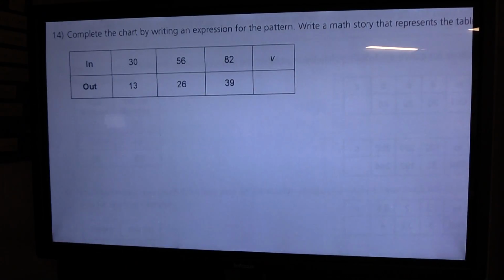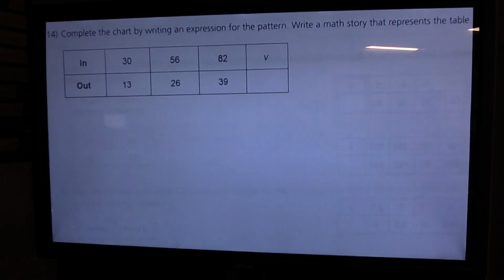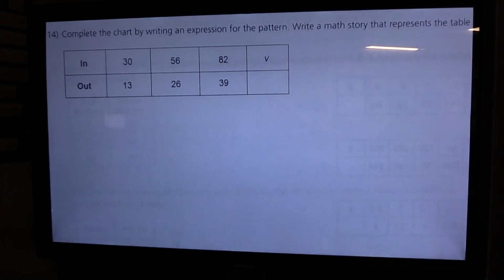Now this is under the challenge items, so it makes sense that some of the kids would struggle with this one. It says, complete the chart by writing an expression for the pattern. Write a math story that represents the table. Let's focus on the expression, and then we'll worry about the math problem part, okay? I mean the word problem.